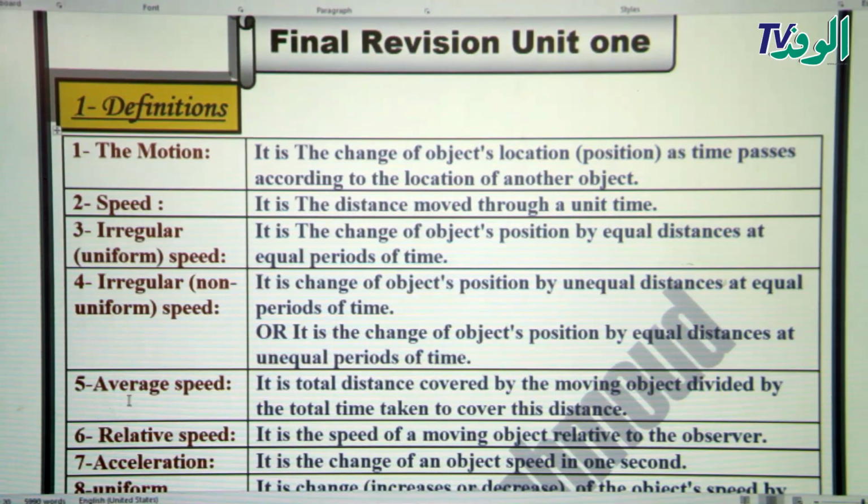The next one, what's meant by the average speed? Average speed, you remember? It is the total distance, excellent, very good. The total distances covered by a moving object divided by total time taken to cover these distances. This is the average speed, which is symbolized with V dash, not V. The speed is V.